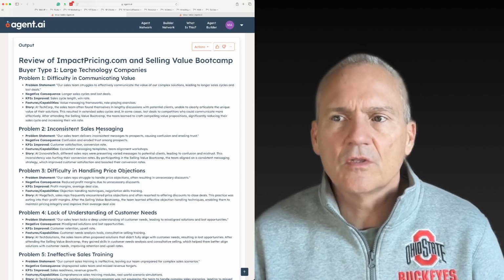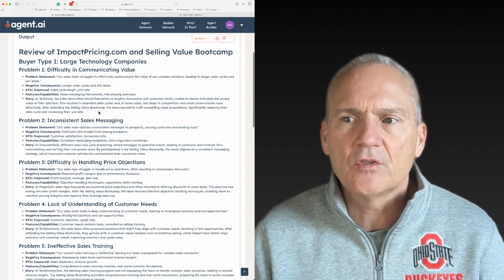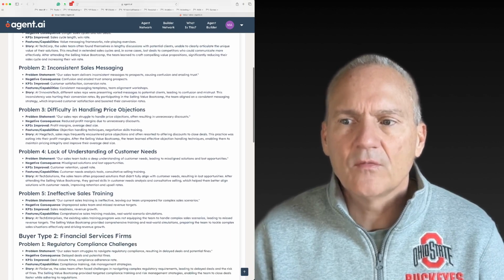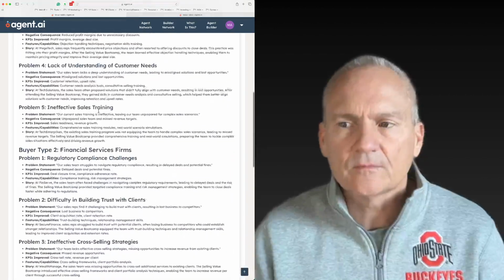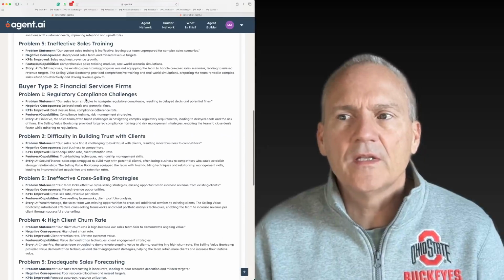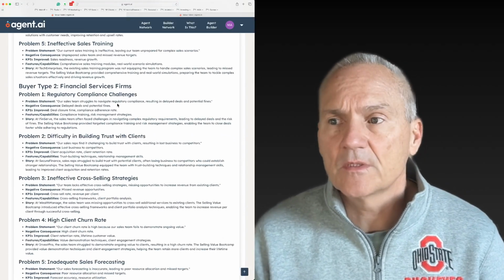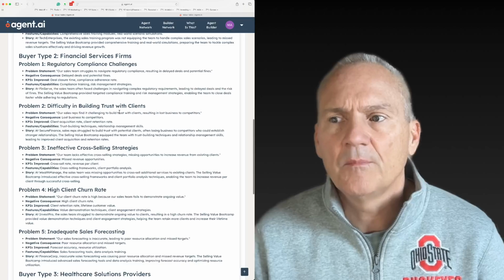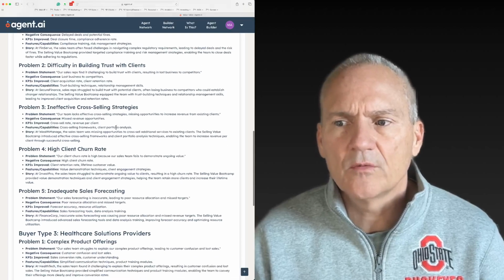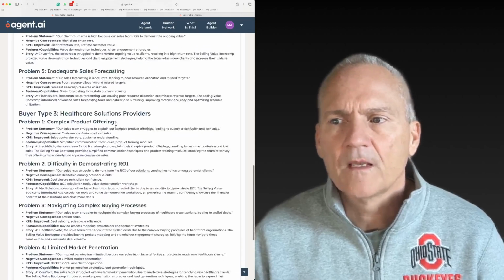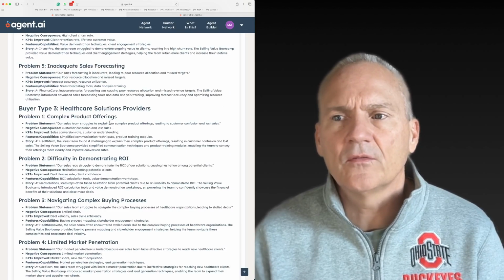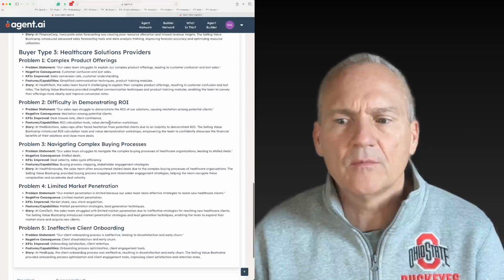So just so that you could see the rest of it, this was the large technology companies. We had 5 different problems that it picked out for us. Then it said, give me financial services firms. And it picked these sub-segments. I did not do that. And it picked the 5 problems that it wanted to address. I didn't do that. And then it says healthcare solution providers. And it picks the 5 problems.